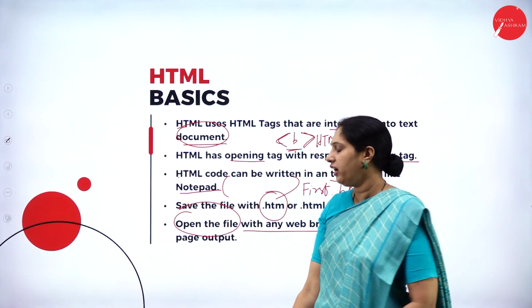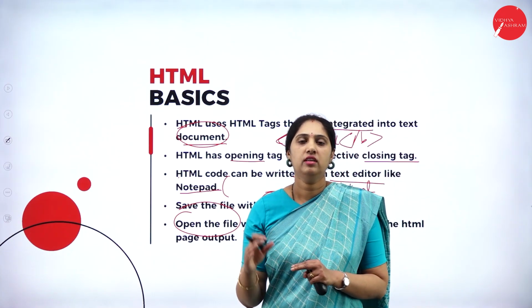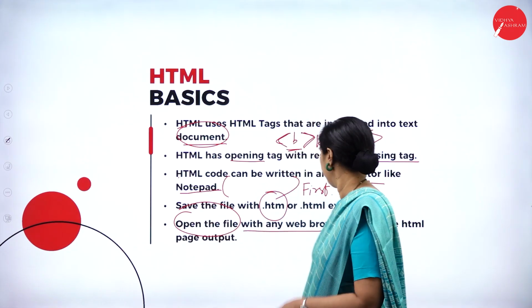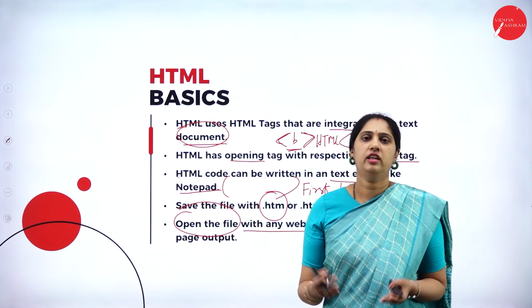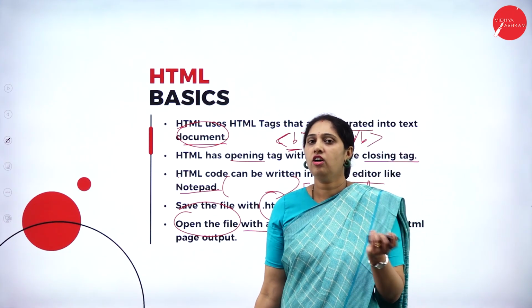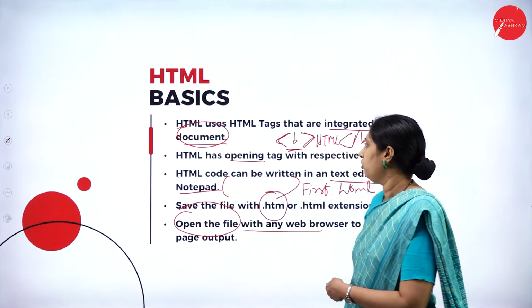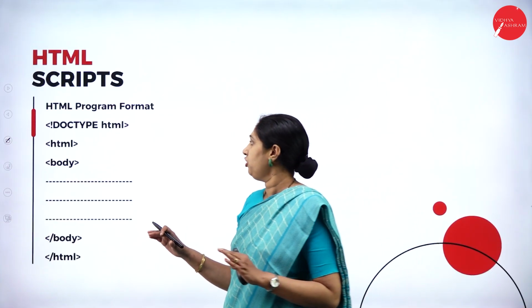How to open the file? You go to the file wherever it is, right click on it, and open with a browser. Any browser which is there on your system. It may be Internet Explorer, Safari, Mozilla Firefox. They are all examples of what? Web browsers. So we discussed HTML from the full definition of it.